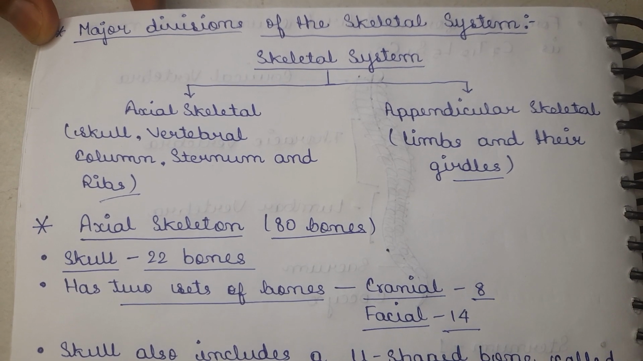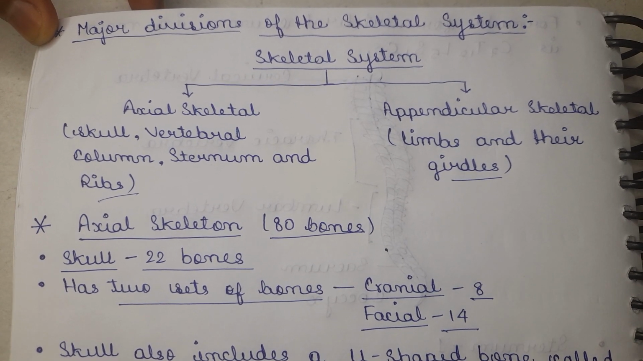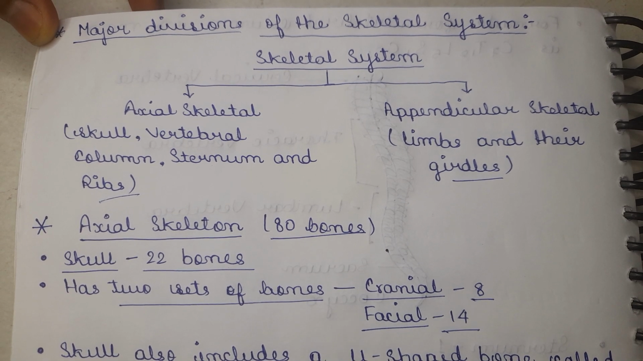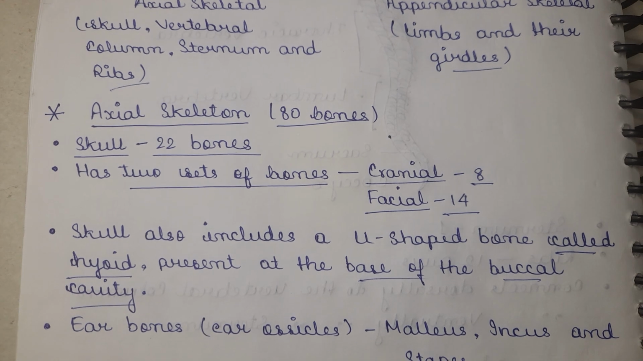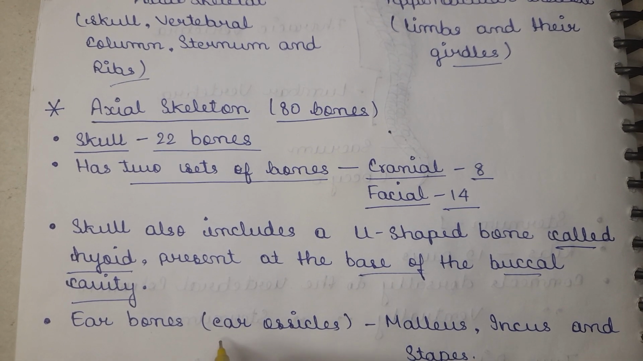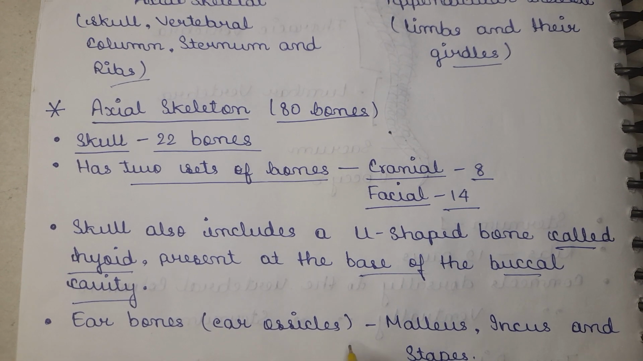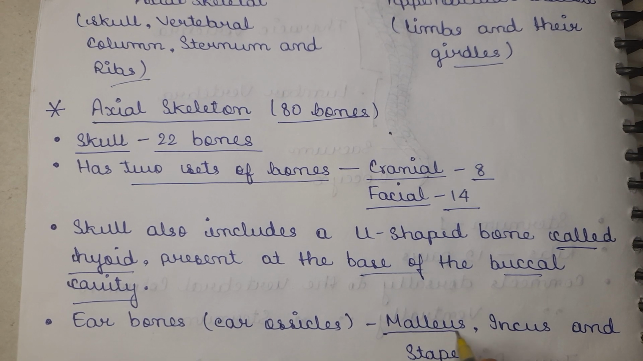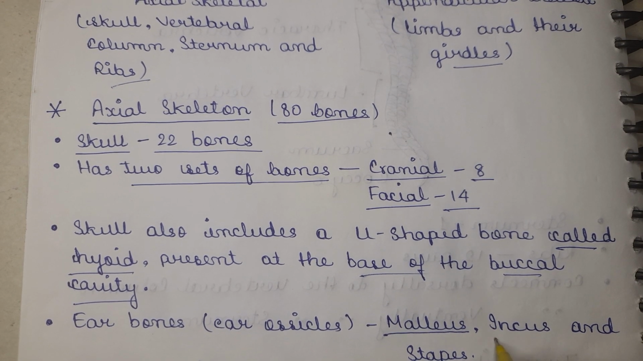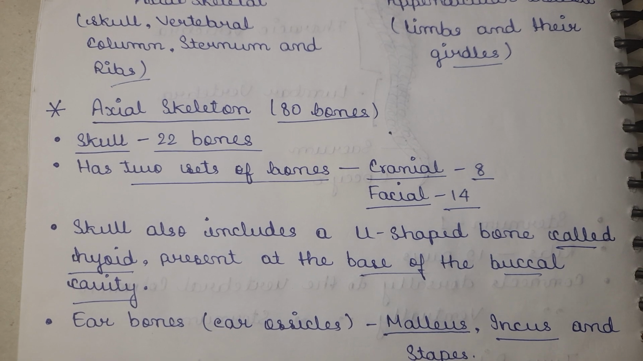The skull also includes a U-shaped bone called the hyoid, which is present at the base of the buccal cavity. In the ear there are bones also known as the ear ossicles, and the bones present in the ear are the malleus, incus and stapes.